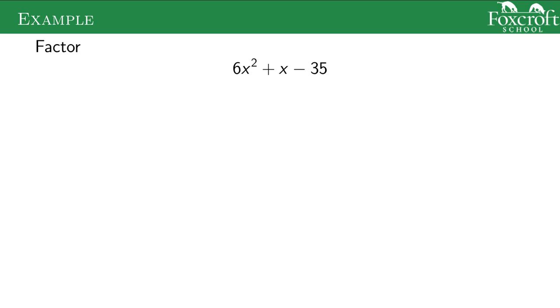We want to add, again, if there's no number in front of that thing, I don't see a number in front of the x, it just means a 1. So I'm going to add to give 1 and multiply to give, I'm going to use a calculator because 6 times 35, 70, 140, 210 is my guess. It is 210. Okay. All right, so I want negative 210 because it's negative 35. All right, so I want to multiply to negative 210 and add to give 1.